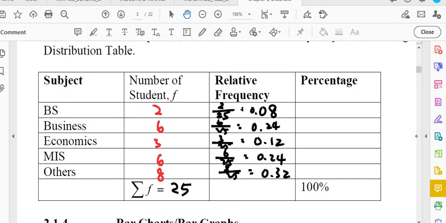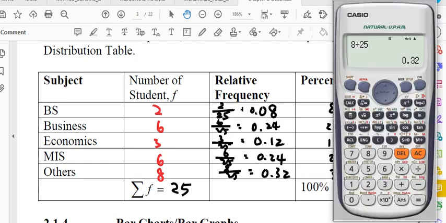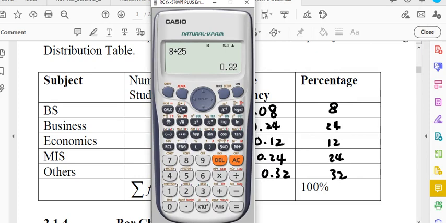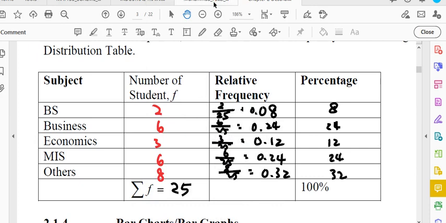How do you get the percentage? You just multiply by 100. So you have 8%, 24%, 12%, 24%, 32%. Your total should be 100. So 8 add 24, add 12, add 24, add 32 gives a total of 100. So it's correct.